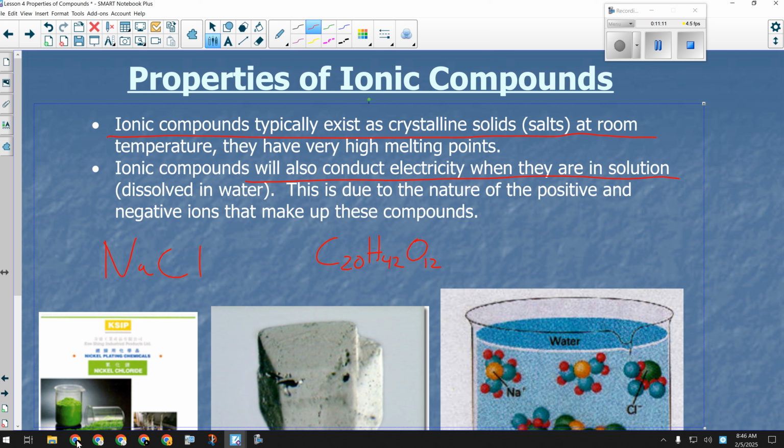Okay, so ionic compounds will conduct electricity when they're in solution, so dissolved in water. They typically dissolve pretty easily in water, okay? And that's because they have those positive and negative ions. So we've got a couple of ways already that we can tell a molecular compound from an ionic compound, okay? But something like sugar, for example, is going to behave just like salt does right up until we check its conductivity.